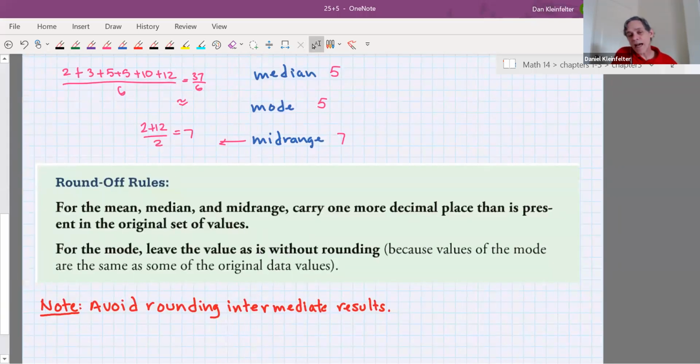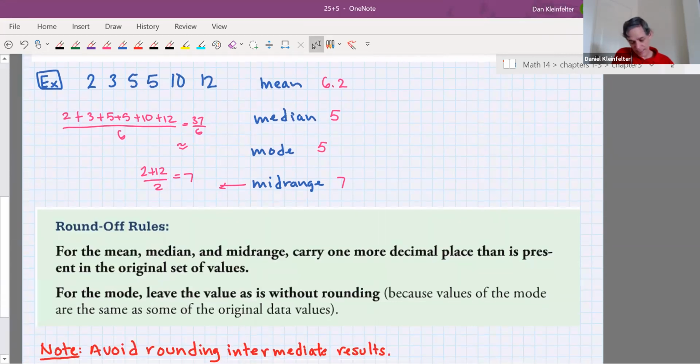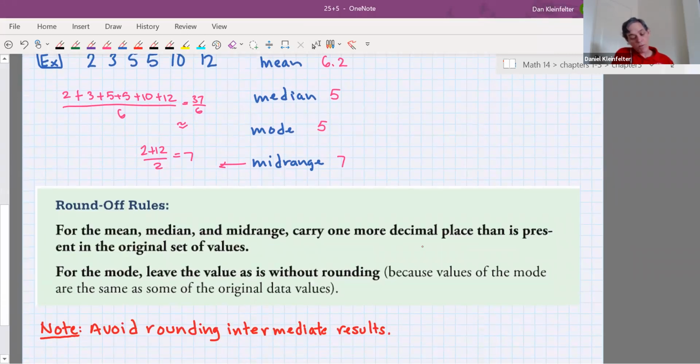We have some rules about how to round values here for the measures of center. For mean, median, and mid-range, you use 1 more decimal place than is present in the original data set. So here the data values were all whole numbers, which is why the mean, I gave it out to 1 decimal place, okay? On my calculator, it said like 6.1666 something or other. So I rounded it to the nearest 10th. If our data values had 1 digit behind the decimal point, then my answers would have 2 digits behind the decimal point. Okay, so 1 more decimal place than is present in the original values.